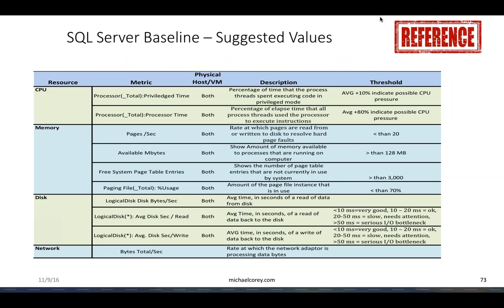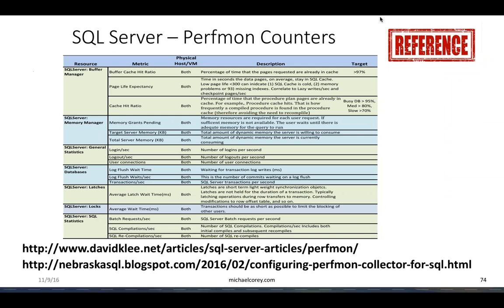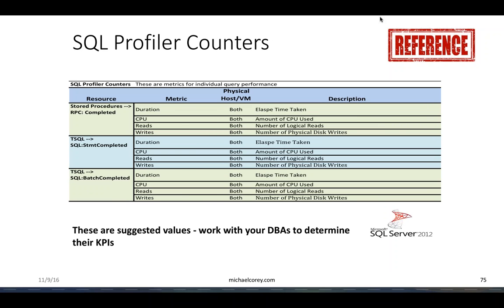These are baseline suggestions for SQL Server. Once again, this is a reference slide. Go back and look at it later. Some environments are a little unique, and you might want to tweak these. Once again, David's got a great article. And in fact, Andy Galbraith out of Nebraska has a nice write-up, which is the one from Nebraska SQL. Andy's a wonderful resource also. And by the way, you can find these guys at SQL Saturdays. They both do a lot of SQL Saturdays.